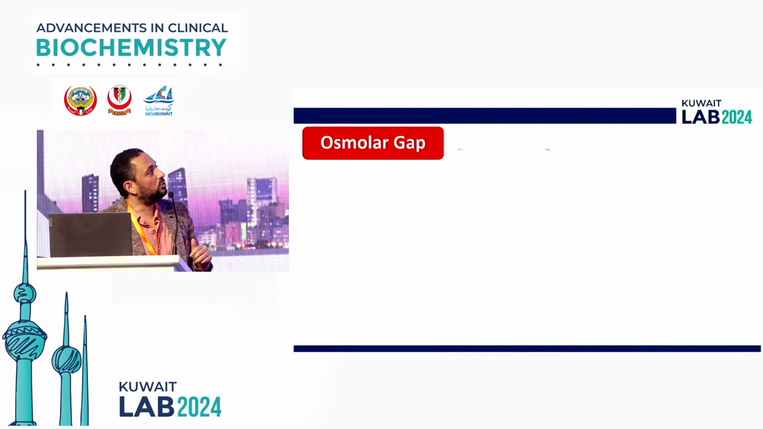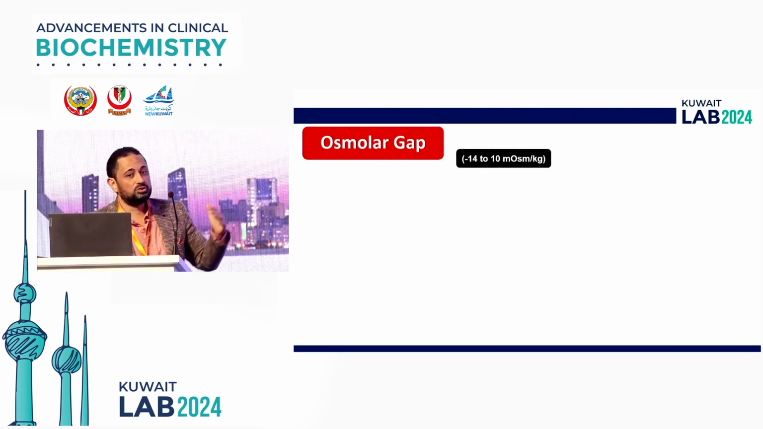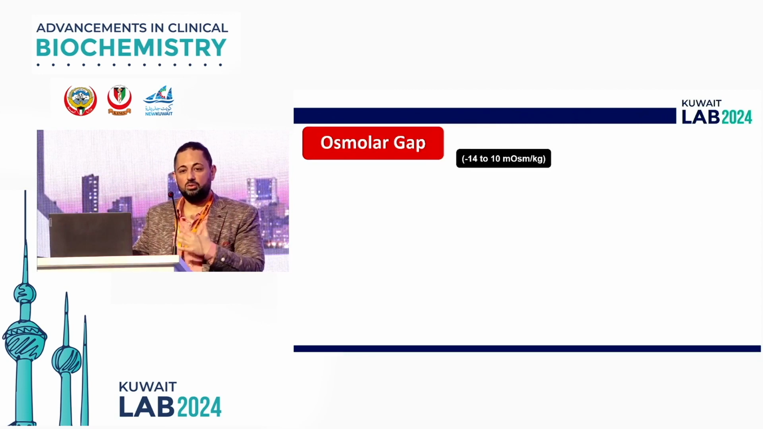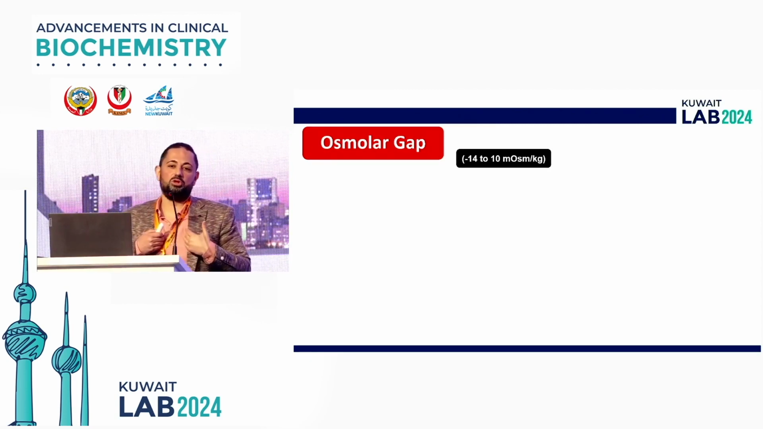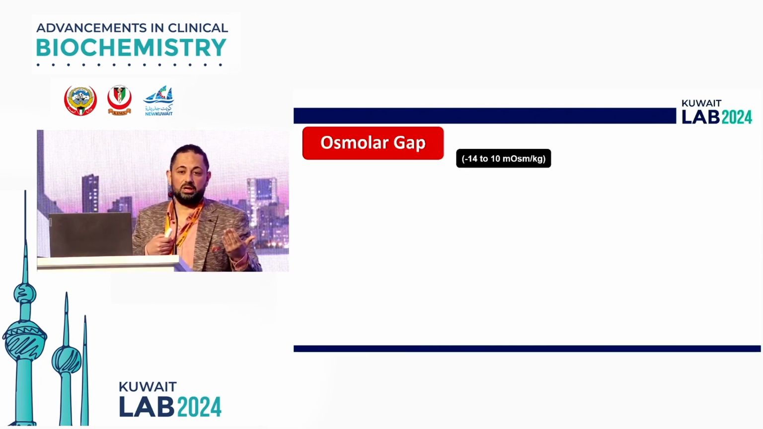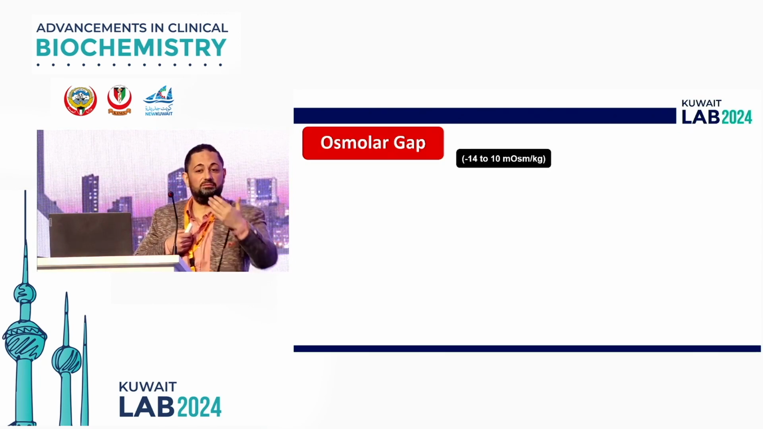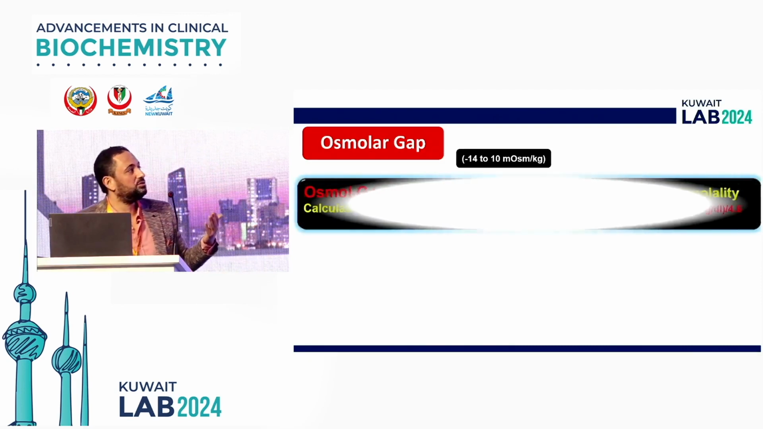What about the osmolar gap? The range of osmolar gap is wide, from -14 to +10. I don't have my baseline osmolar gap, and you don't have yours. My osmolar gap may be -5, for you maybe 5, okay? So can I depend upon it?